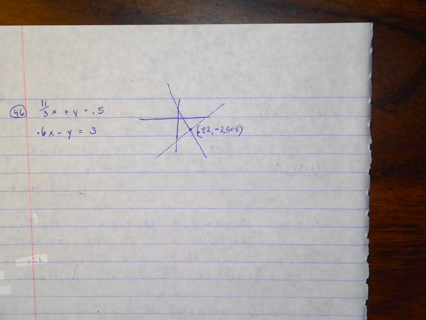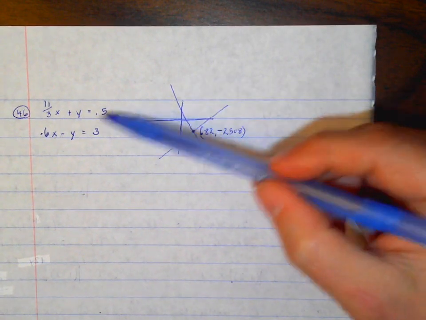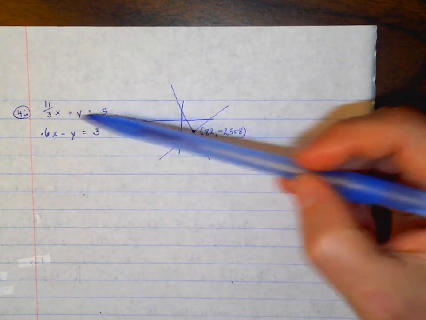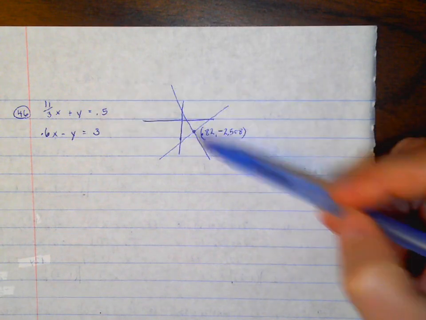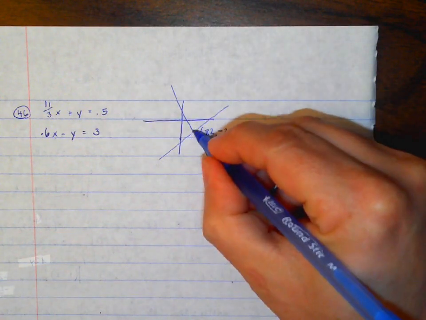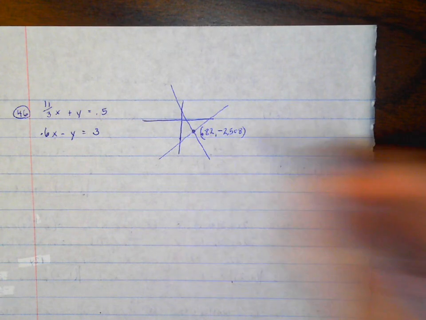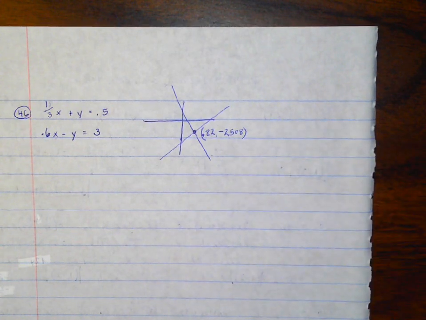Number 46 asks you to use your graphing calculator. So graph it in Desmos, put these two equations in Desmos, you get one graph, the other graph. Solutions where they cross, which is 0.82 and negative 2.508.